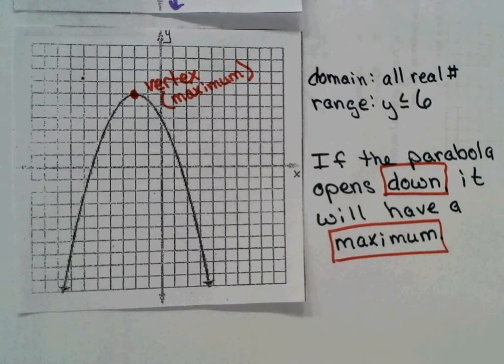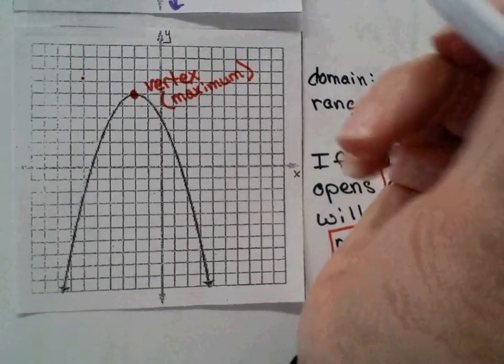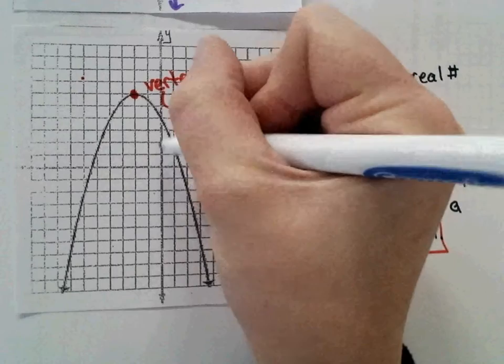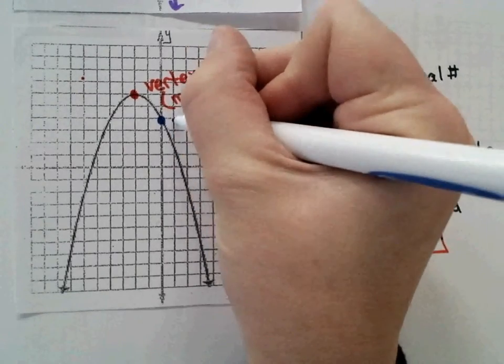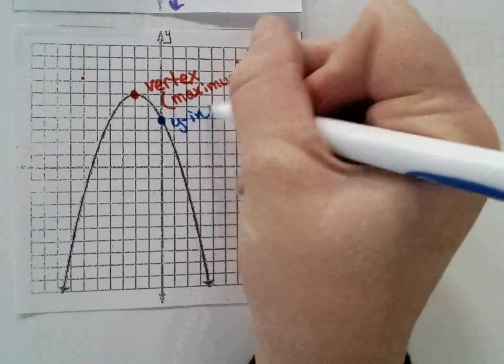Y-intercept. Where would the y-intercept be here? What ordered pair would the y-intercept be at? (0, 4). So this is the y-intercept.